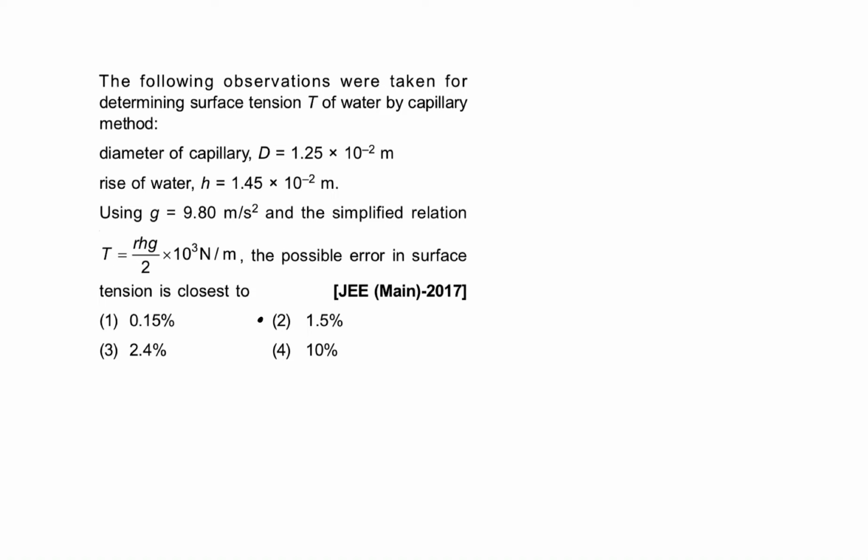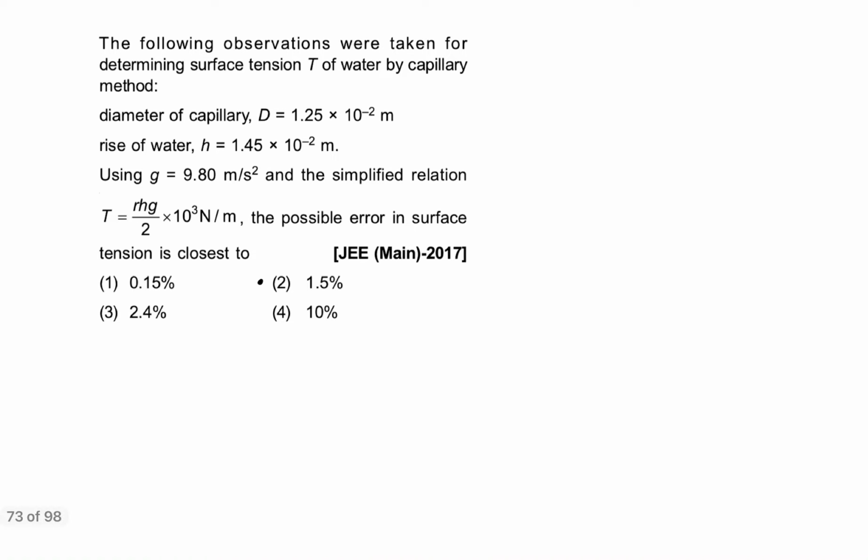Check this. Next question, the following observations were taken for determining the surface tension T of water by the capillary method. D is given, h is given, g is given, and all values are given. We have to calculate the relation.